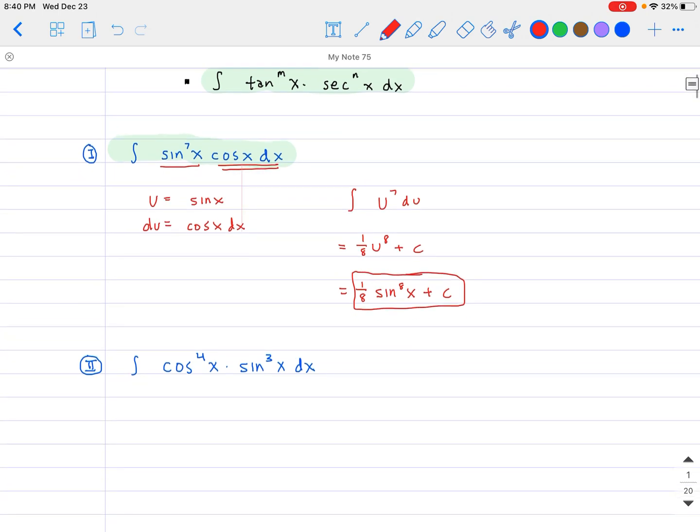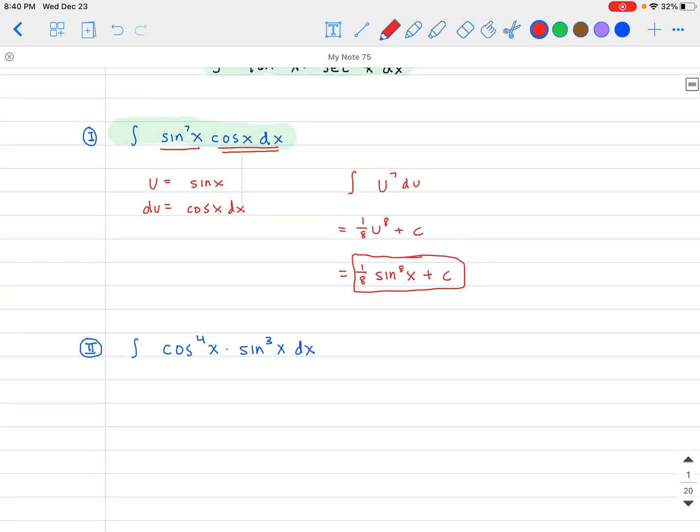Now, in the second example, we have something similar, but the problem is that we don't have just a plain old cosine of x or just a sine of x. So the question is, which one do you actually choose? The simple answer is that you can choose either one. Here, we'll use the same idea and let u equal sine of x, just the same as the one above it. So then du is equal to cosine of x dx.